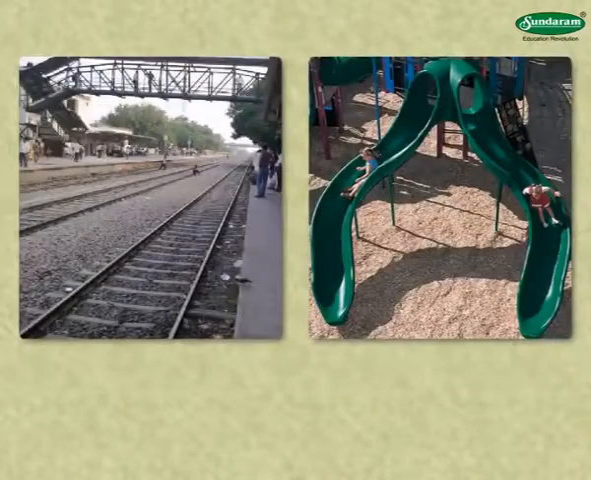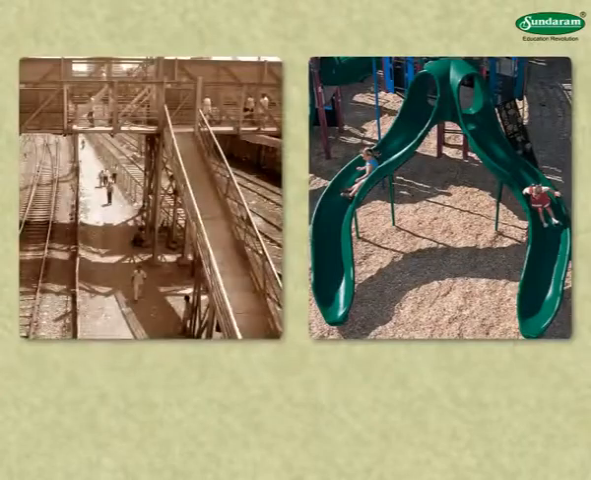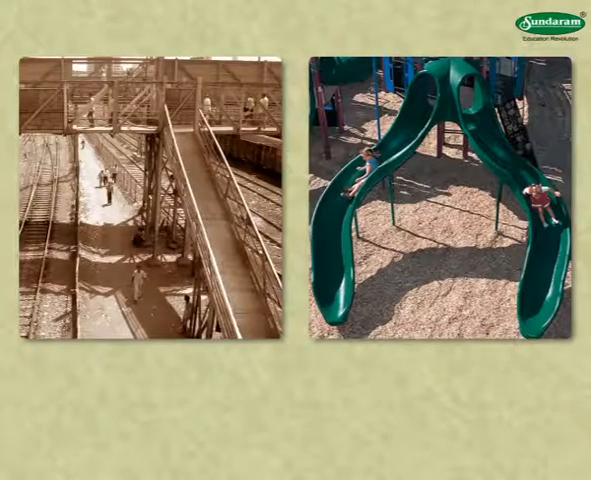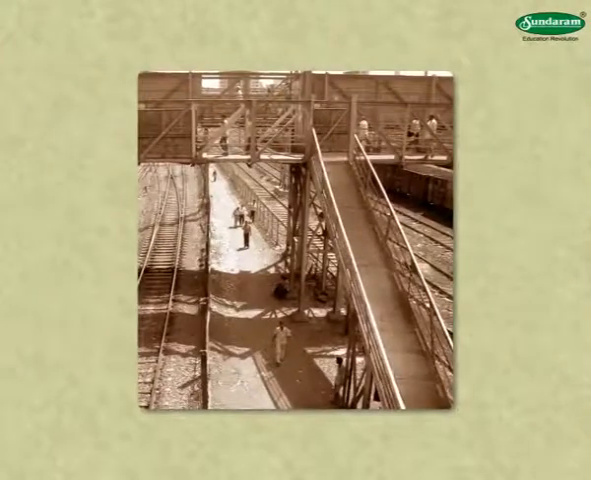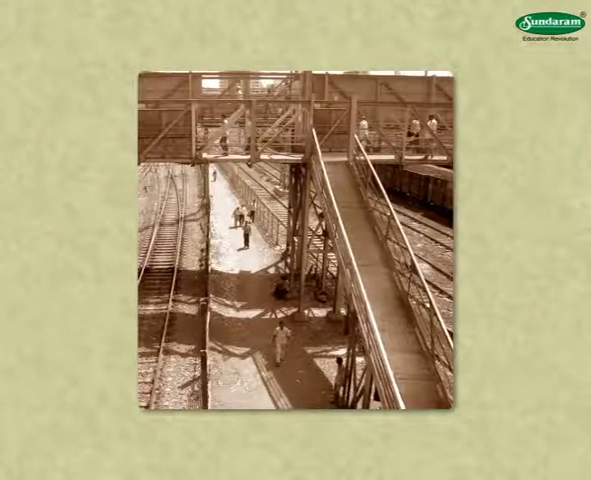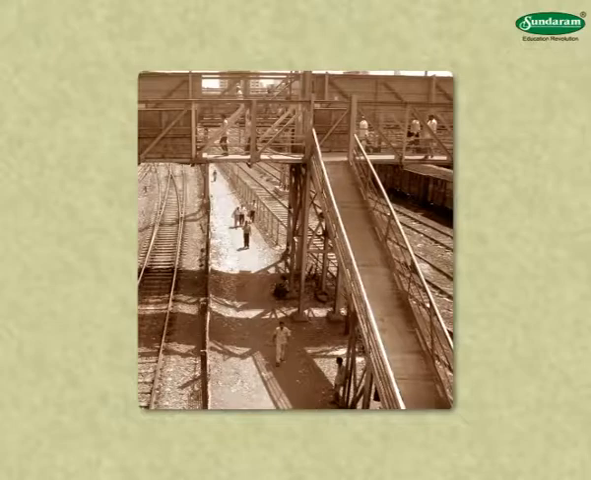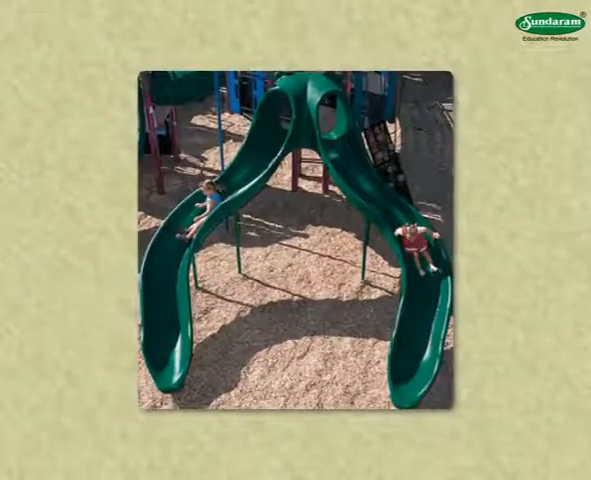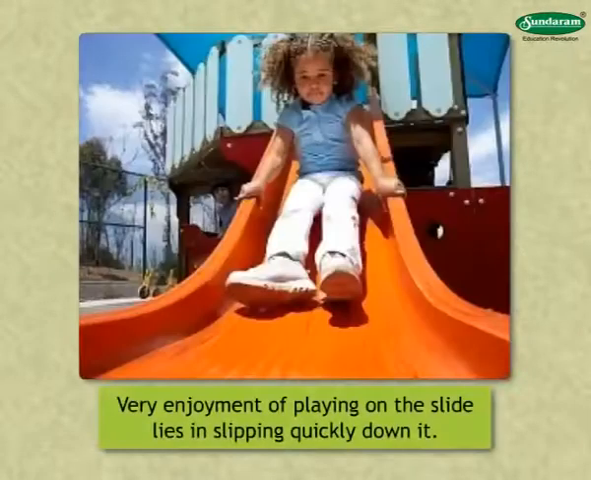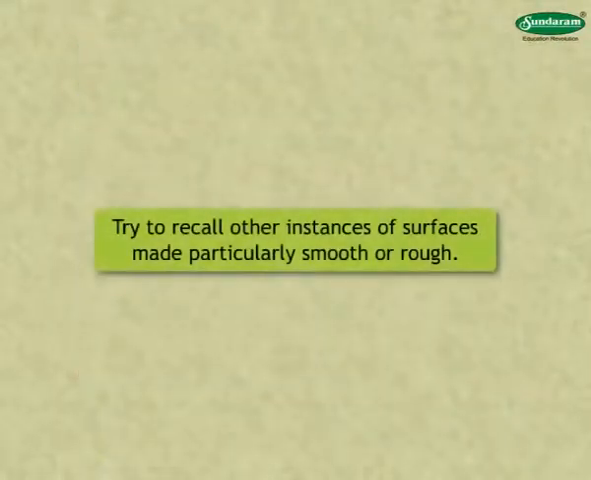On the railway station, there are ramps or slopes in some places in addition to staircases. The surfaces of these slopes are deliberately made rough so that we do not slip while walking on them. On the other hand, the surface of the slide in the park is made very smooth because the very enjoyment of playing on the slide lies in slipping quickly down it. Try to recall other instances of surfaces made particularly smooth or rough.